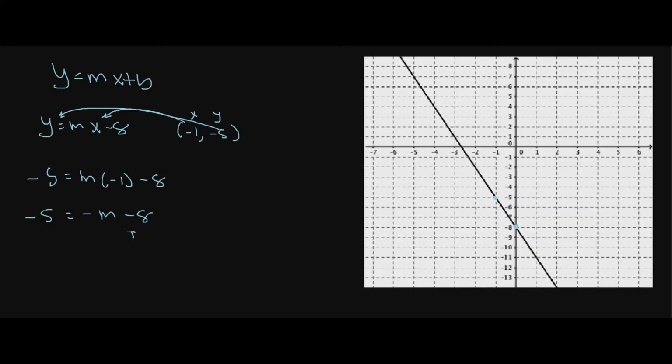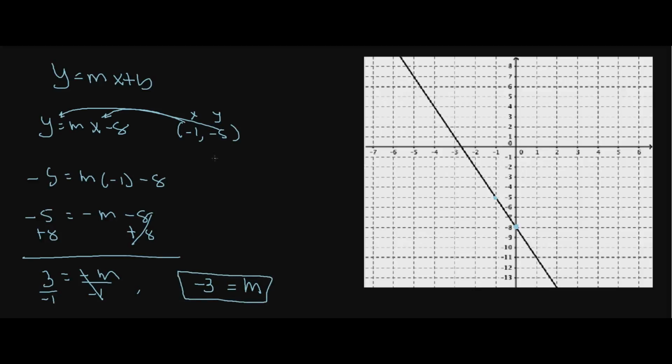Okay? Well, I'll add the 8 first to both sides. 5, 6, 7, 8. So we get 3 is equal to negative m. This negative here is like a negative 1, so we'll just divide by negative 1. And we'll get m is equal to, well, negative divided by negative is a positive. 3 divided by negative 1 is just negative 3. Perfect. So my equation is y equals negative 3x minus 8.